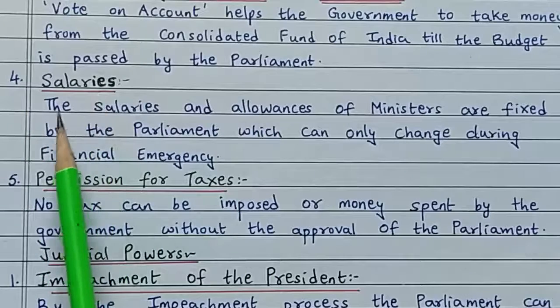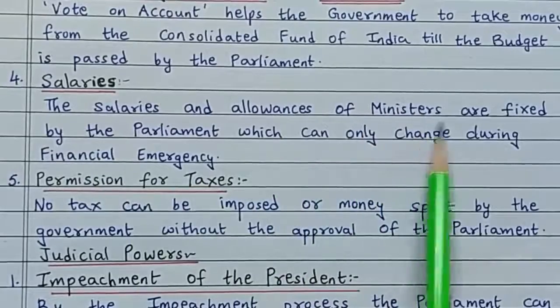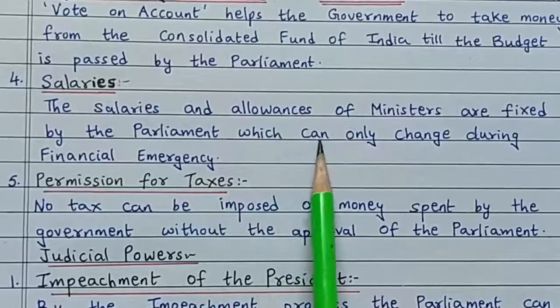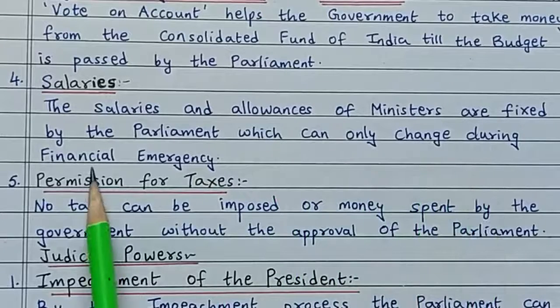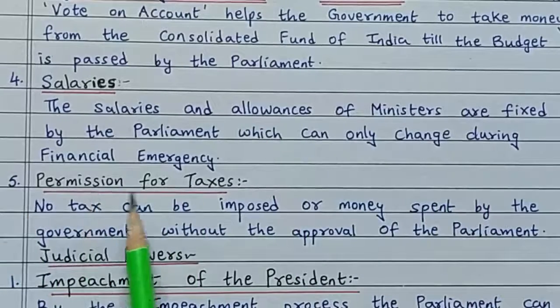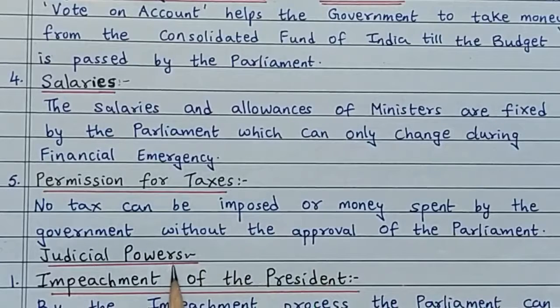Number 4. Salaries. The salaries and allowances of ministers are fixed by the Parliament, which can only change during financial emergency. Number 5. Permission for taxes. No tax can be imposed or money spent by the government without the approval of the Parliament. Judicial powers. Number 1. Impeachment of the President.